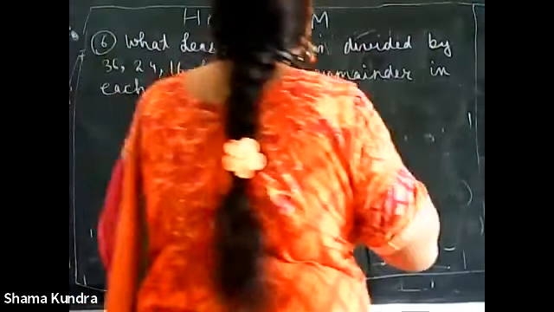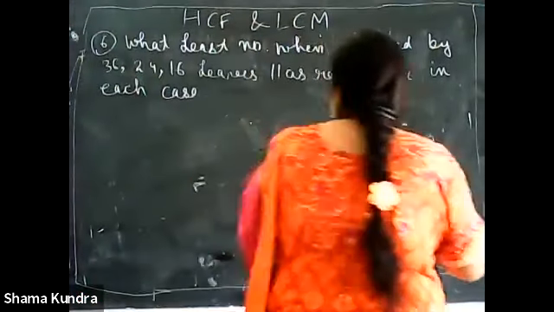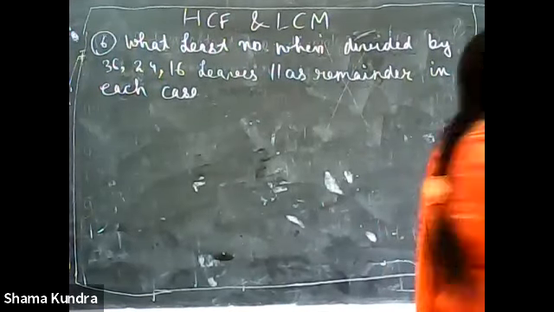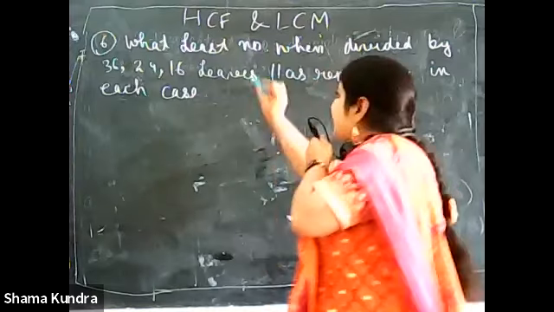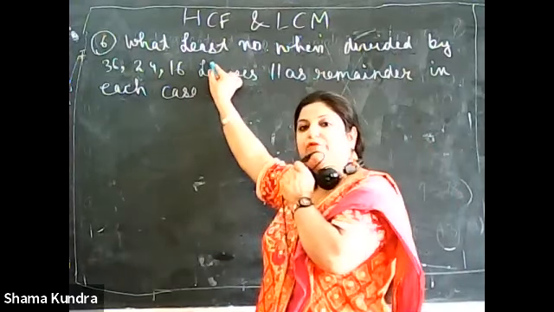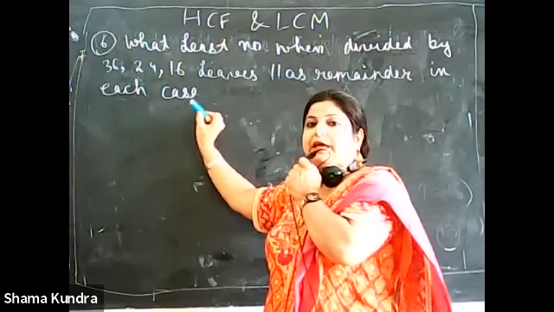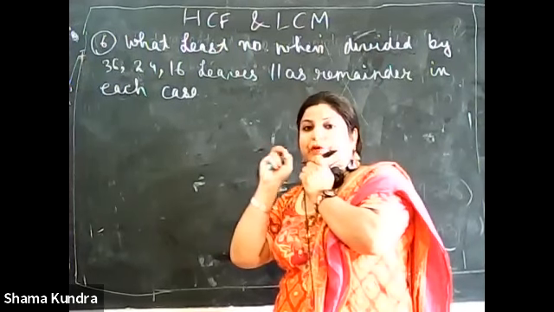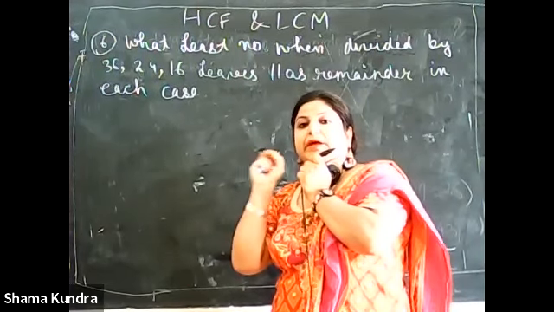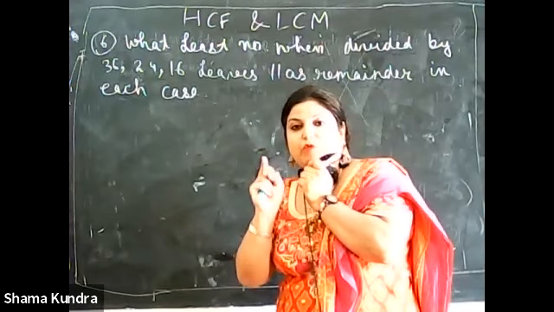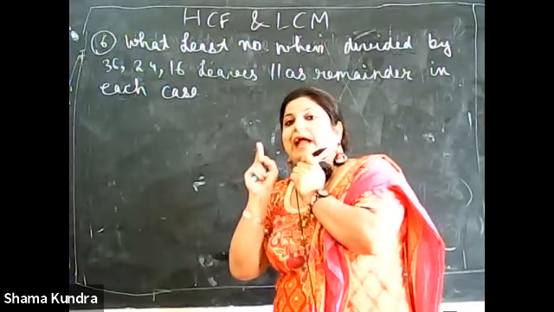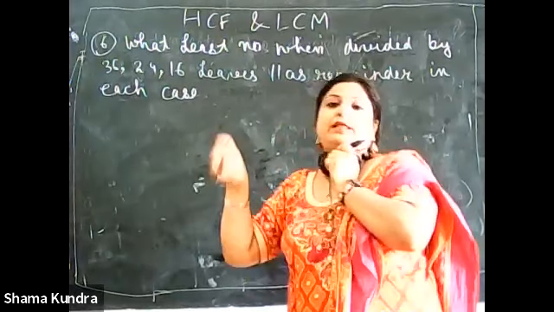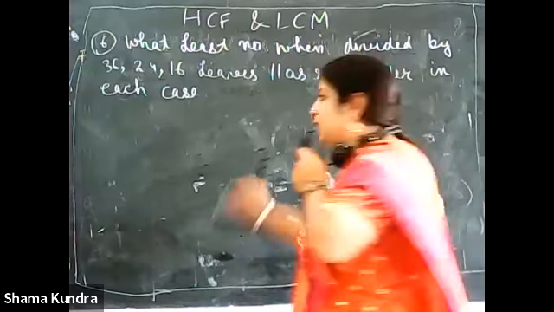Moving towards the next question: what least number when divided by 36, 24, 16 leaves 11 as remainder in each case? We have to find the least. Least means we have to find the LCM. And here the remainder is the same. You have to remember this clue: if the remainder is the same in each case, first of all find the LCM, and at the end add that remainder to the LCM, and you will get the answer.